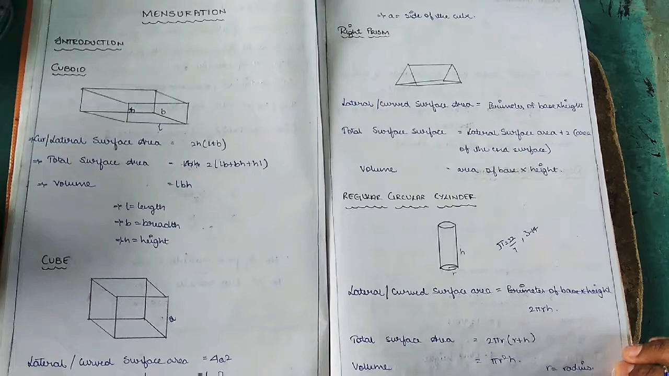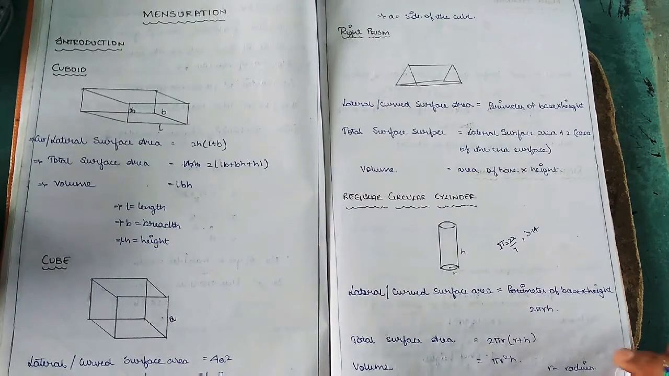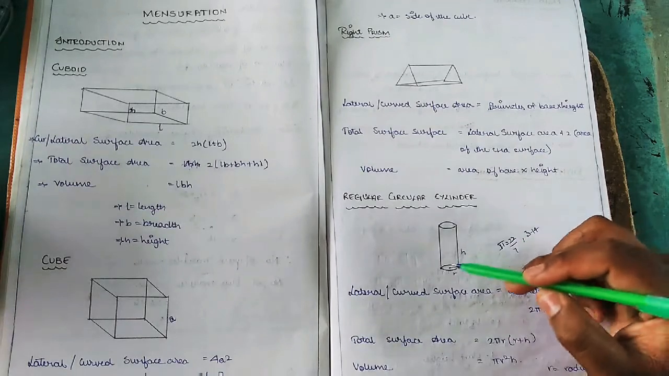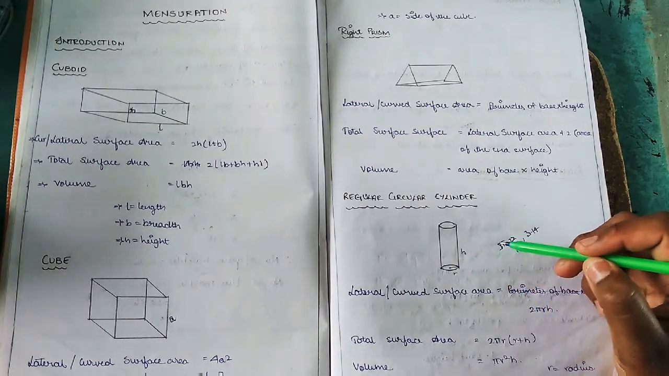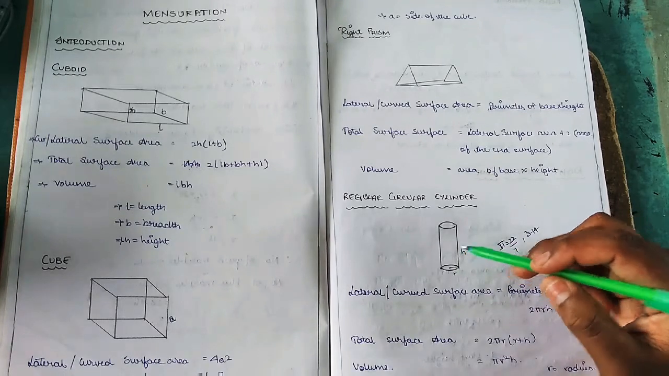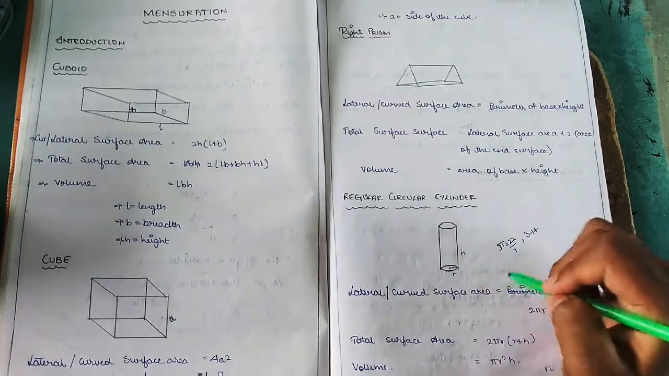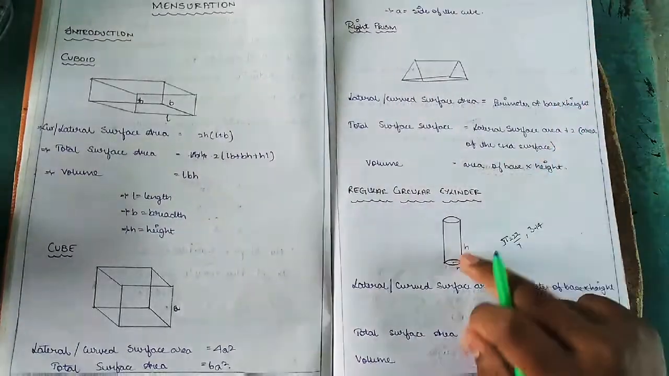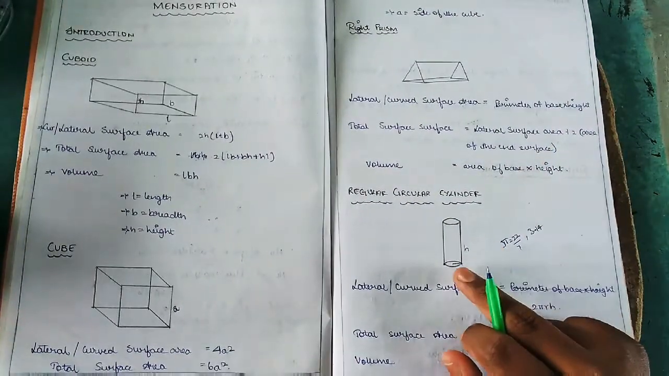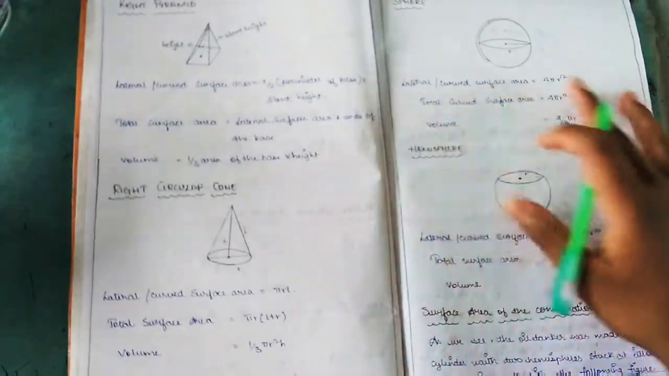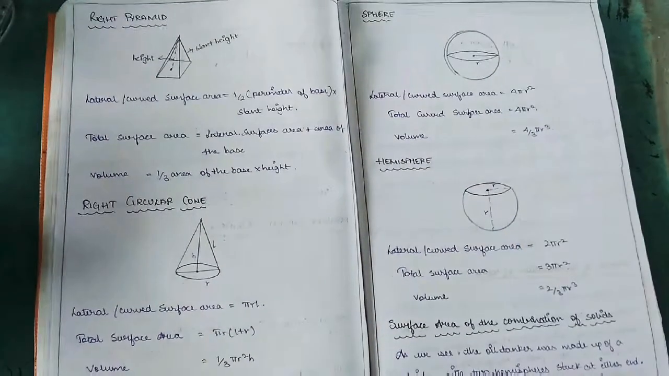The total surface area is 2 pi r (r + h). So 2 into pi into r into (r + h), radius plus height. Volume is equal to pi r square h, that is pi into r square into h, radius whole square into h. h means height.